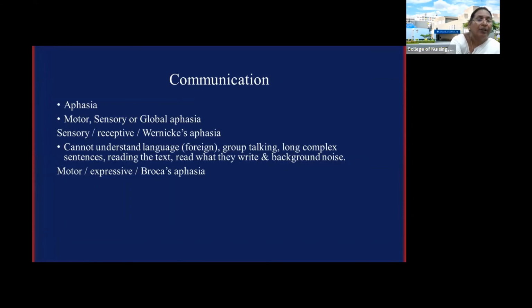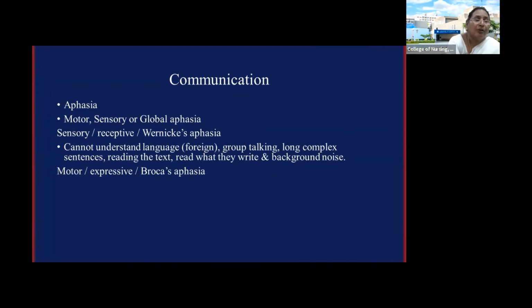You cannot ask them 3-4 questions together. You ask them to read a text, they will not be able to read. Or you ask them to write their name, they will write the name, but then you ask them to read what they have written, they will not be able to. And if there's background noise, too much shouting, they will not be able to. So these are the problems with patients with sensory aphasia.